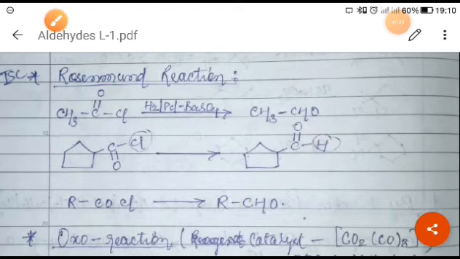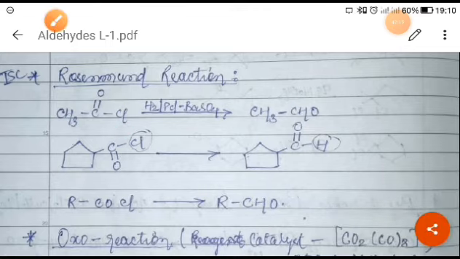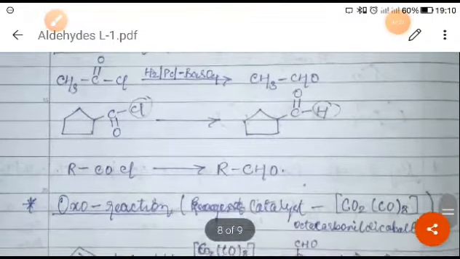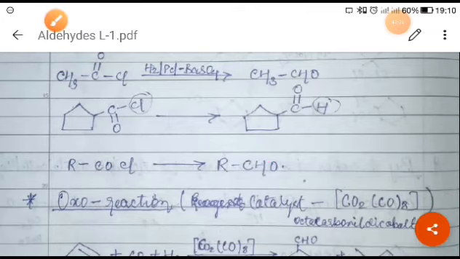You can take the example of this also. In place of this chloride, hydrogen has come, right? And everything is the same as it is. Now again, in this case, you will see in place of Cl, hydrogen has come, right? So I hope you have understood this reaction, which is called Rosenmund reduction, okay.